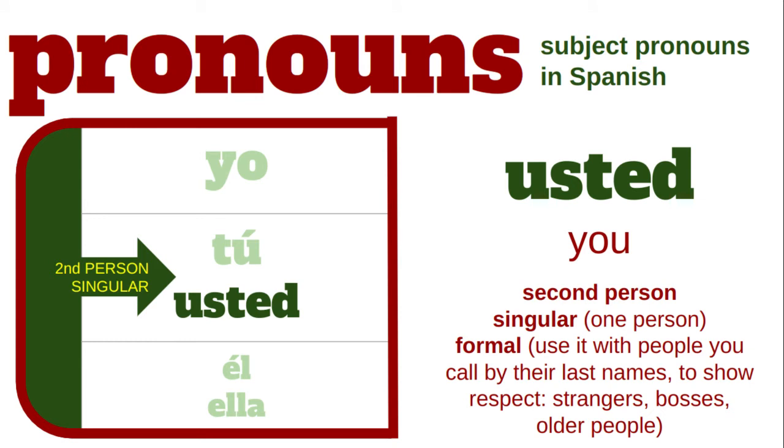The formal form is usted. So this also means you. This is also a second person singular form, but this is the one that we're going to use with people we call by their last names or to people we don't know very well. Strangers, your boss, older people, or anyone else you want to show a little bit more formality with.